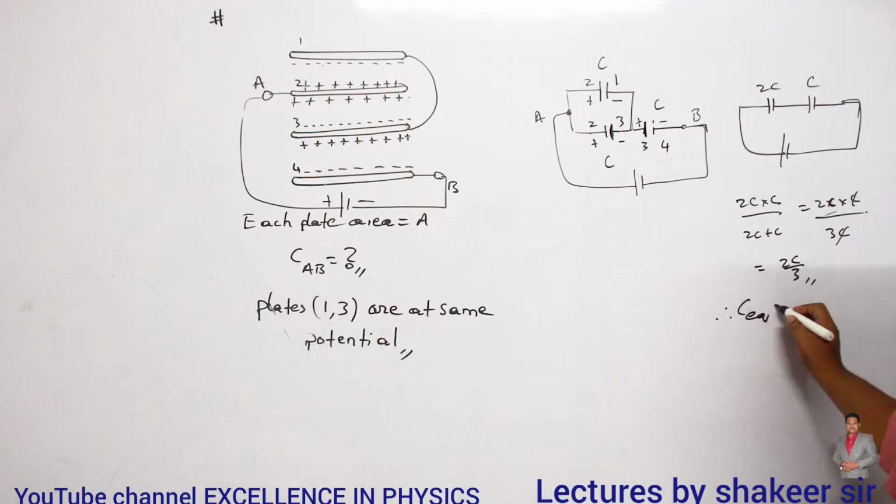So therefore, what is the total equivalent capacitance? 2C divided by 3. That is our answer.